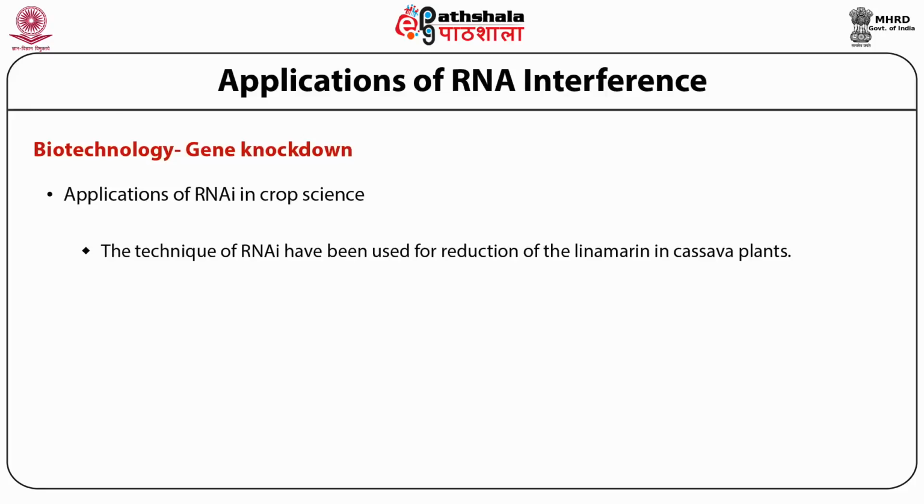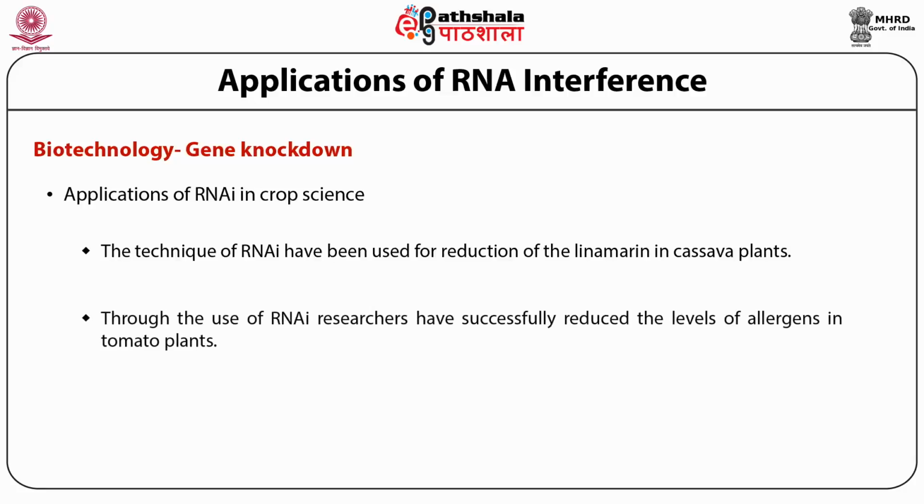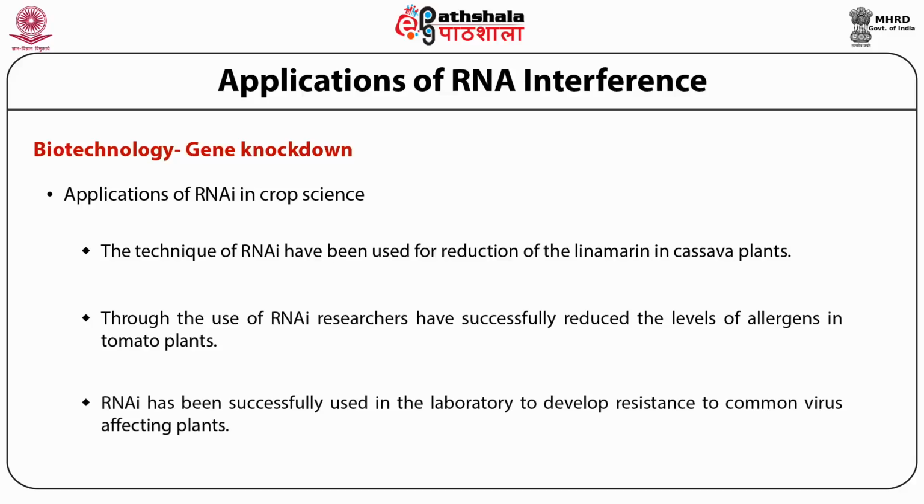RNA interference has been used in plants to lower the level of natural plant toxins. For example, the cotton seeds contain the toxic compound gossypol that makes them unsuitable for human consumption. So efforts are on to reduce the concentration of this compound to make them edible. The technique of RNA interference has been used for reduction in the linamarin in cassava plants. Through the use of RNA interference, researchers have successfully reduced the levels of allergens in tomato plants. RNA interference has been successfully used in the laboratory to develop resistance to common viruses affecting plants.